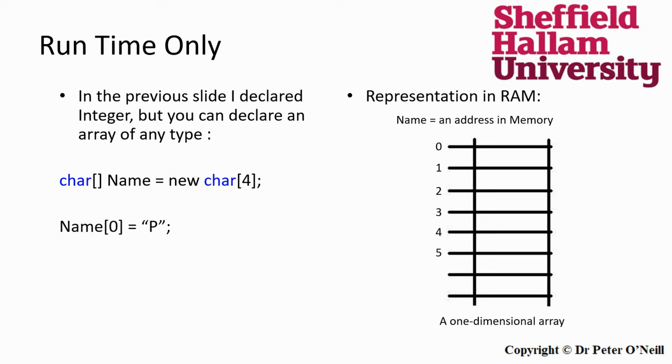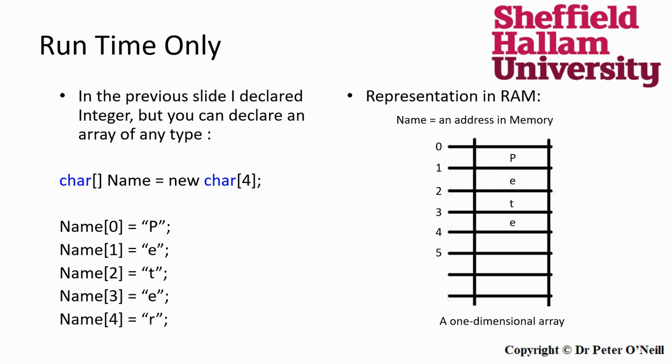And if we wish to, we can put name offset of 0 becomes P. There's offset of 0, which is actually name if you think about it, and it's become P. Then name at offset of 1 becomes E. Name offset at 2 becomes T. Name offset at 3 becomes E. And finally, name at offset of 4 becomes R. You can see that in the Code Project examples, arrays, off Blackboard.